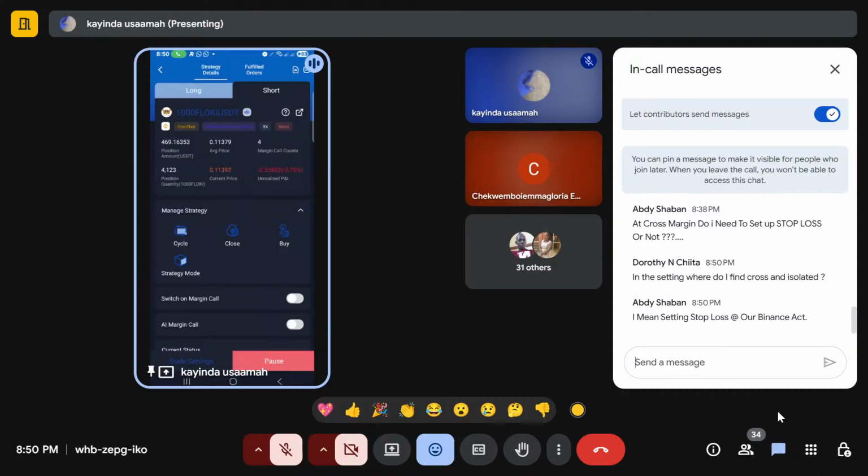In Reiki, you don't need stop losses. No need. Have margin calls. Margin calls is the business. Are we getting the point?